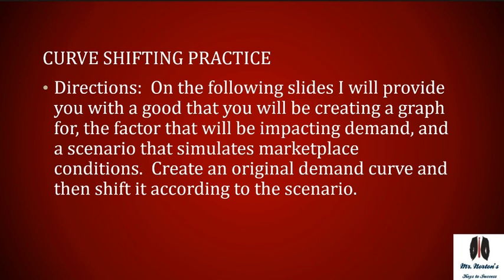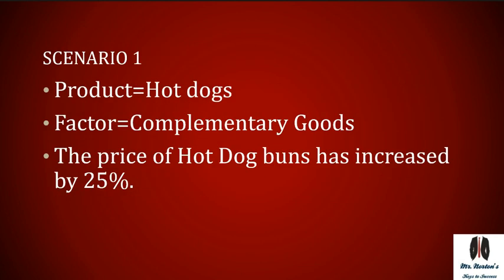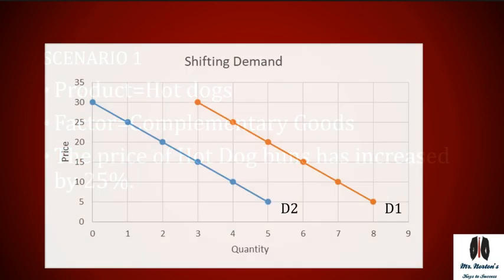So let's go ahead and get started with the first one. We already talked about this one, so this should be a pretty easy one. Our product is hot dogs. Our factor is complementary goods. And the price of hot dog buns has increased by 25%. So what are we going to have here? Are you drawing it right now, or are you thinking in your head? You should be thinking that because they're complementary goods, hot dogs are going to have a decrease in demand. So basically, that's what our curve would look like.